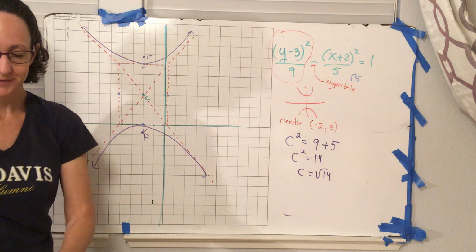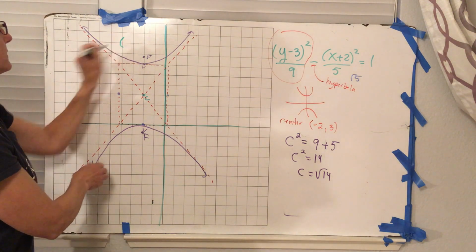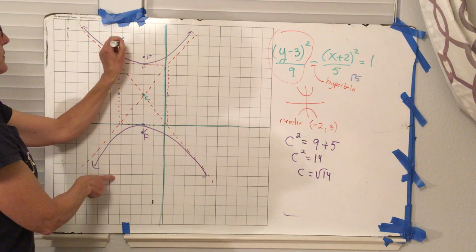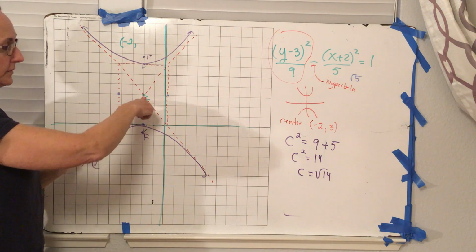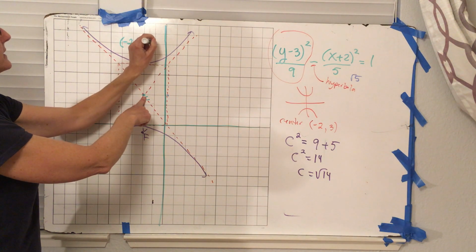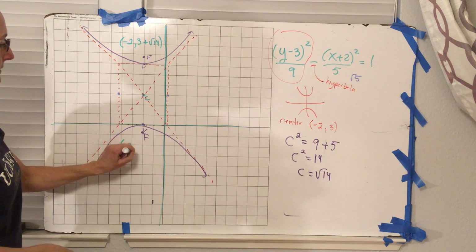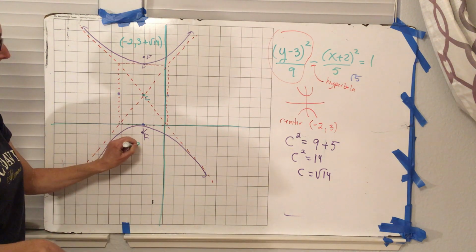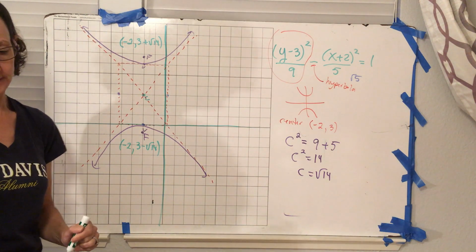Since those foci are at strange spots, I am going to write those points down. So this focus right here is over 2, so -2. From the center, which is 3 high, you have to add √14 to that. This one is over 2. From the center, which is at 3, you have to subtract root 14.